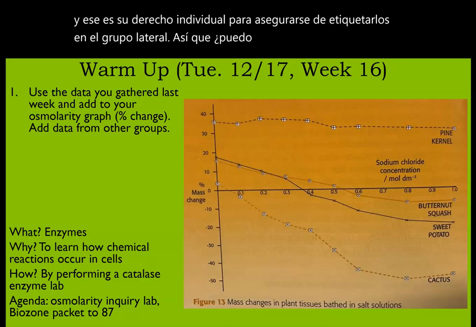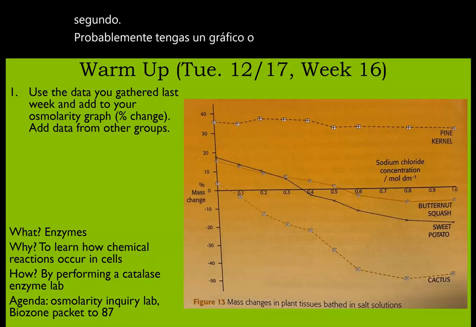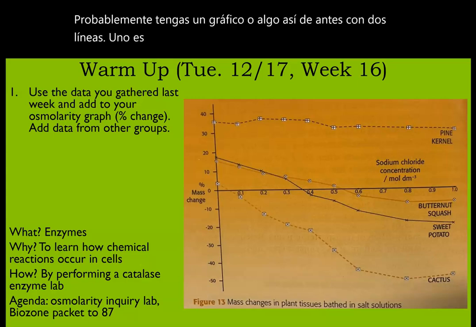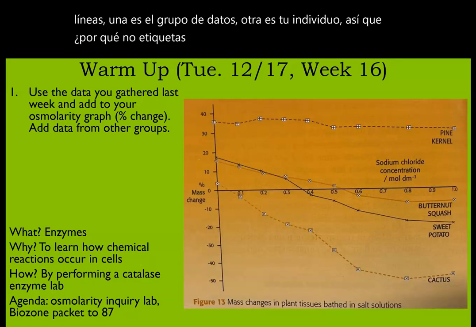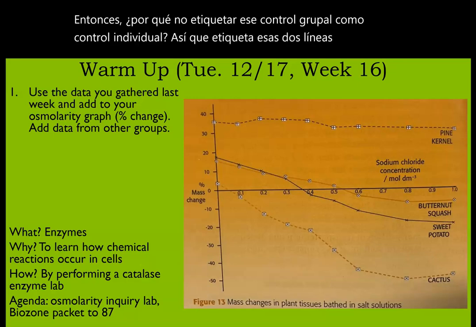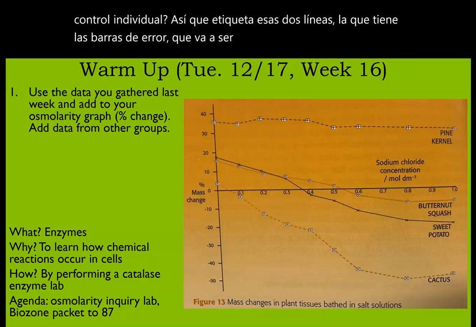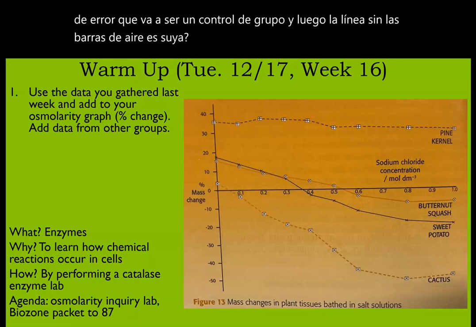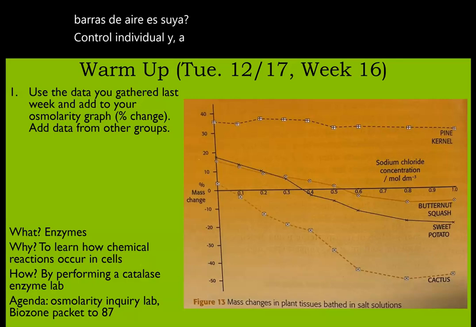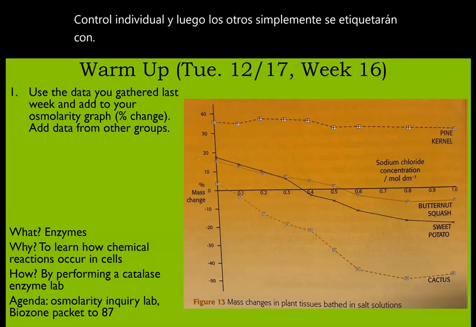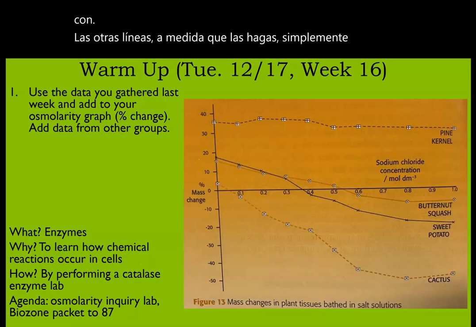So you probably have a graph that looks something like this from before, with two lines. One is the group data, one is your individual. So why don't you label that group control, individual control. So label those two lines. The one with the error bars is going to be your group control, and the line without the error bars is your individual control. And then the other lines, as you do them, will just be labeled with what that material was.